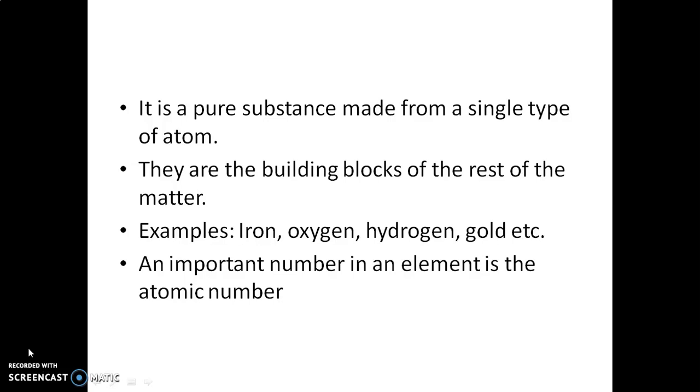Now, what do you mean by an atom? Atom is the smallest particle of any given element. Remember, I'm saying element. Now, they are the building blocks of the rest of matter. Like if I say proteins, immediately you know that proteins are made up of amino acids. So, amino acids are called the building blocks of proteins.